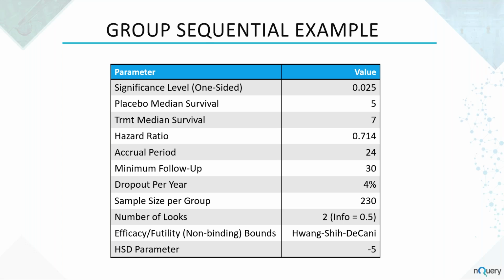And just in terms of the spending functions, both the efficacy and the futility bounds will be the Hwang-Shih-DeCani gamma spending function with a gamma value, or HSD parameter, of -5. And just to say that the futility bounds would be non-binding, as expected. It's very rare in clinical trials that you would have a binding futility boundary. I think most sponsors like to have the flexibility that if they cross the futility boundary, they aren't forced to stop the trial early without affecting the overall type 1 error, which is what happens if you have a binding futility bound.